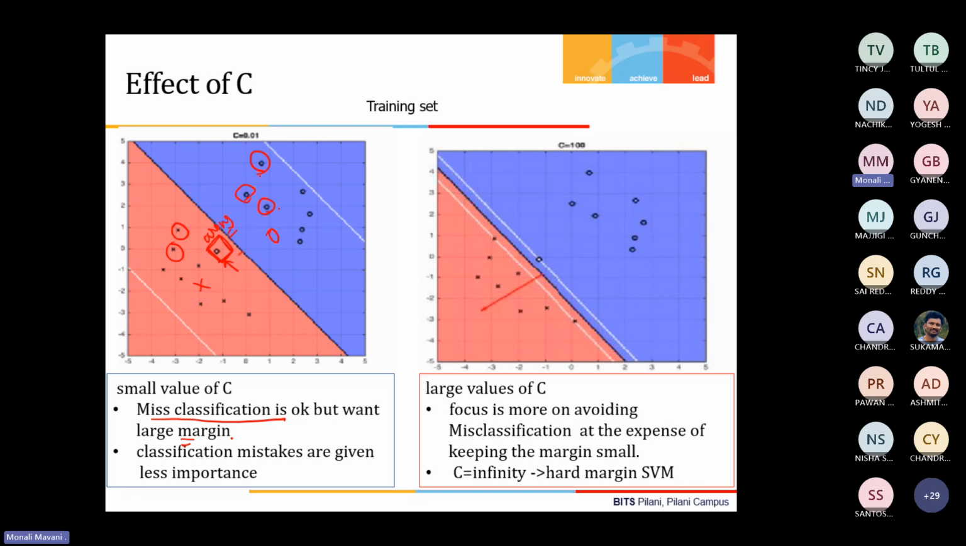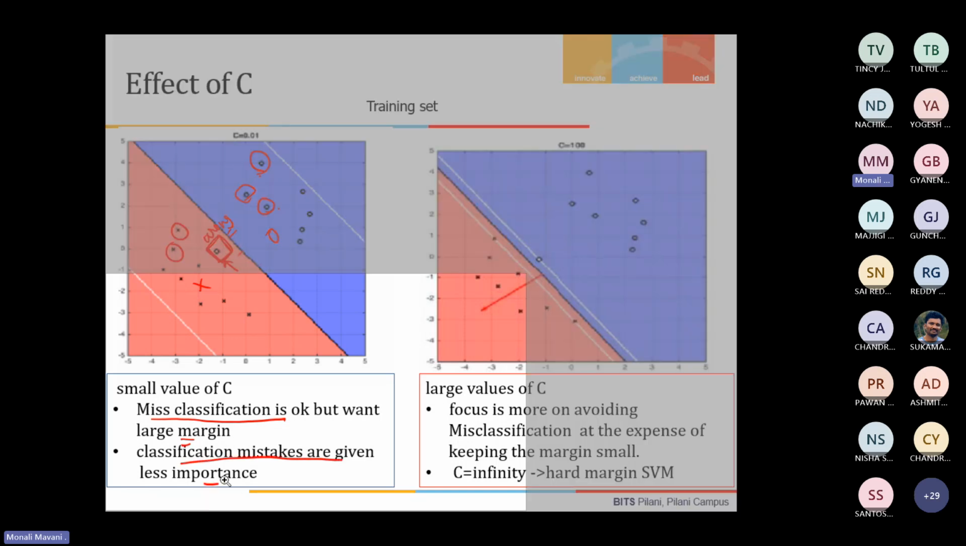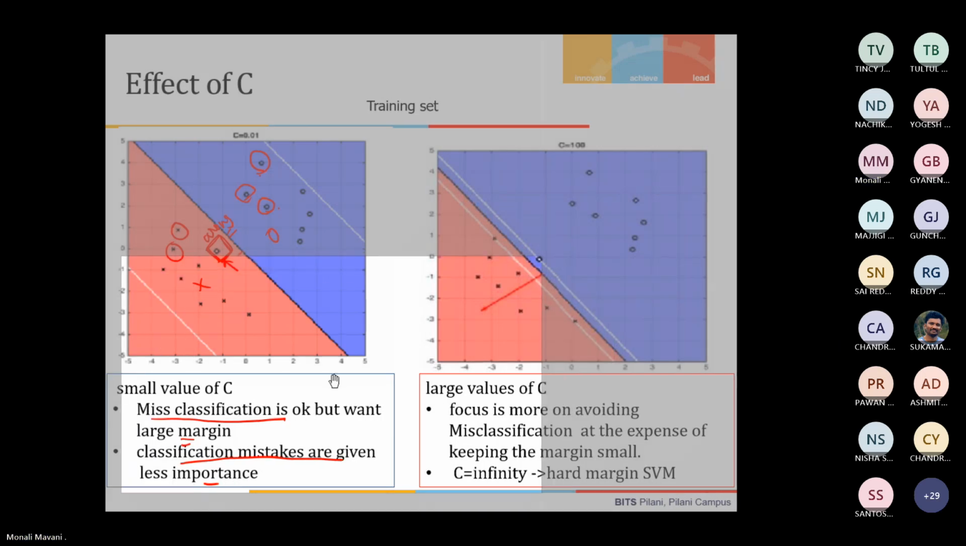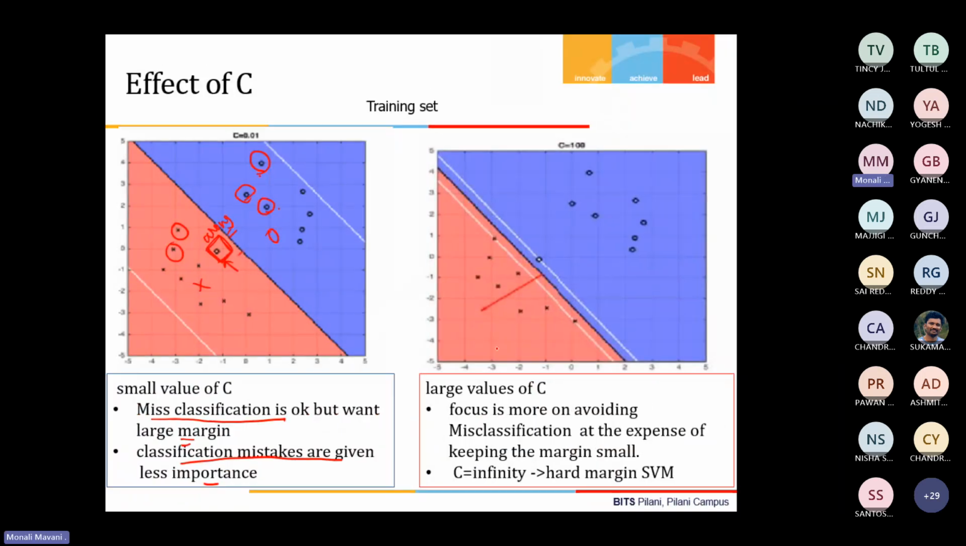So in this scenario, classification mistakes are given less importance. During training, we are allowing some misclassification to happen. So tell me, why is this scenario suitable and in what case is it suitable? Okay, let's see the right hand side diagram, then I'll come to the value of C.